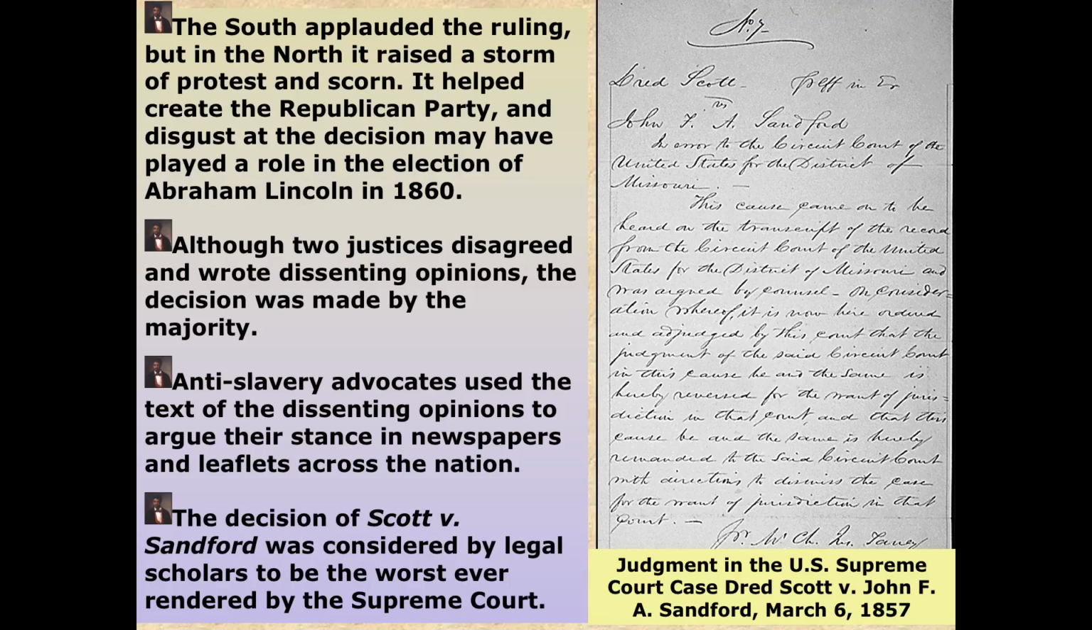The South is going to be like, hell yeah, Supreme Court, you got it right. The North is going to be like, what the hell, Supreme Court? You had your chance, you blew it. You could have done things right. So, they're going to come back with a vengeance on this.